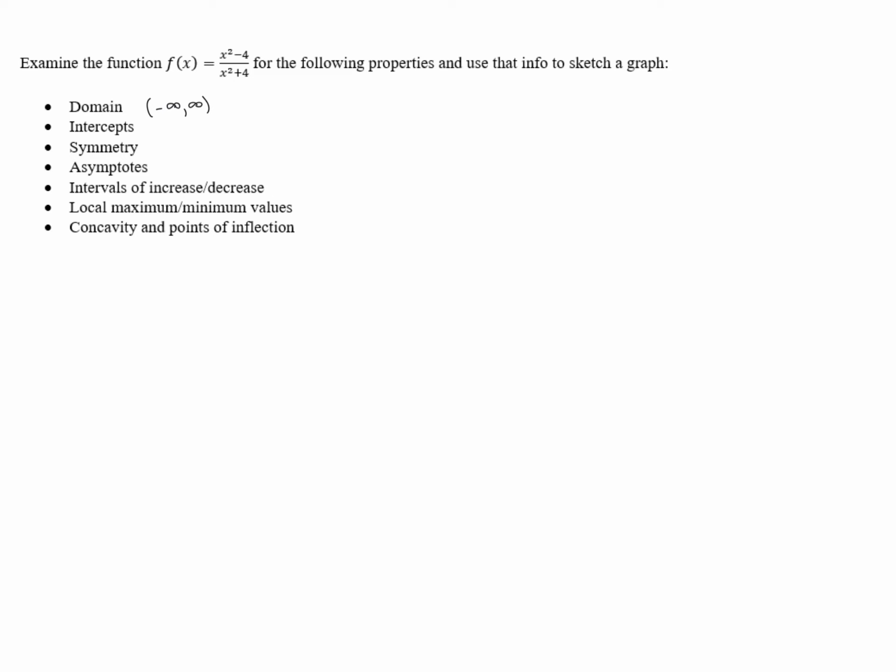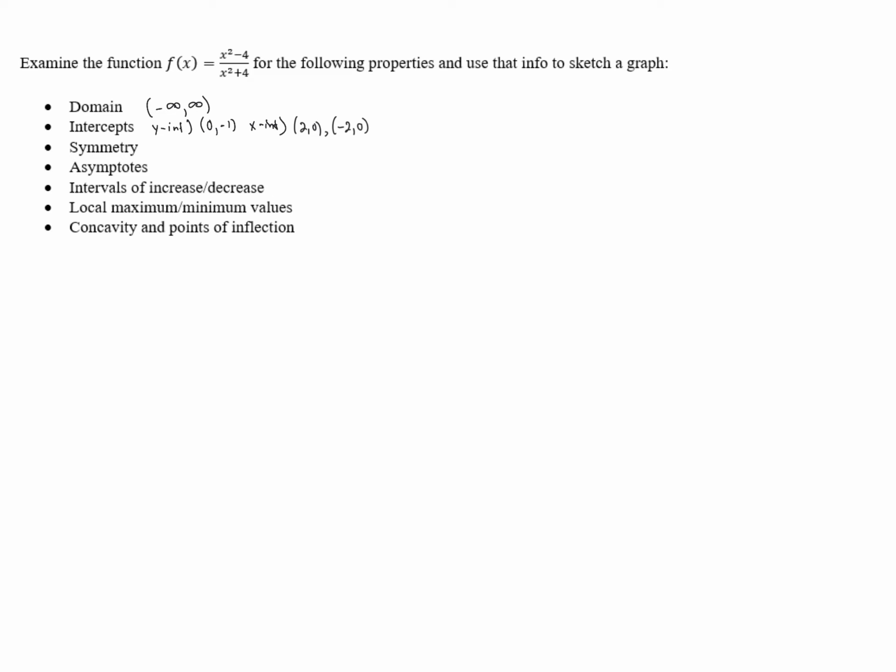As far as the intercepts go, remember the y-intercept we get when we set x equal to 0. When we do that in our function, we get negative 4 over positive 4, which is negative 1. So the y-intercept is going to be at (0, negative 1). For the x-intercepts, that's going to be when the numerator equals 0. So we've got to set x squared minus 4 equal to 0. And if we do that, we're going to get two solutions, positive 2 and negative 2. So our x-intercepts are at (2, 0) and (negative 2, 0).